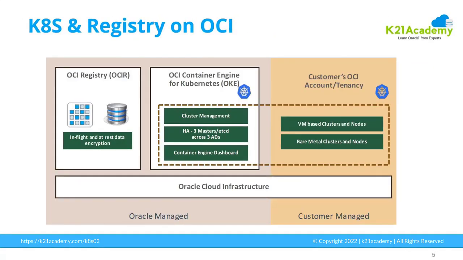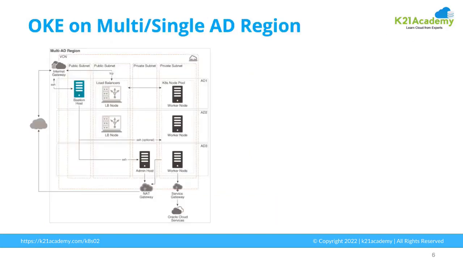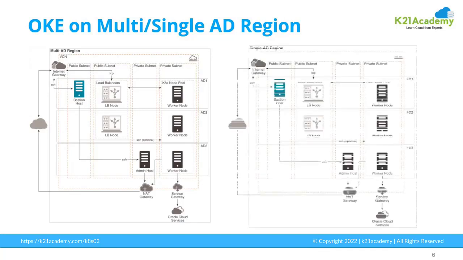And when you deploy Kubernetes on Oracle Cloud in a managed manner, the registry to store images and the master node of Kubernetes Engine are managed by Oracle, whereas you as a customer will manage all the worker nodes. And depending on the region in which you're deploying your Oracle Kubernetes, you can deploy the worker nodes across availability domains, or if it's a single availability domain region, you can deploy the worker nodes across fault domains.